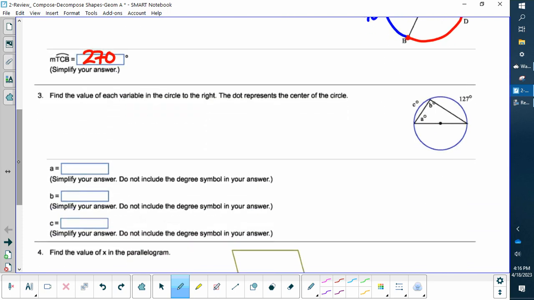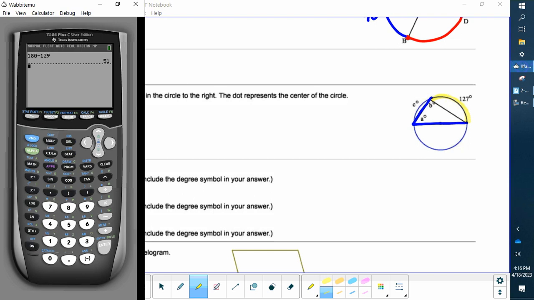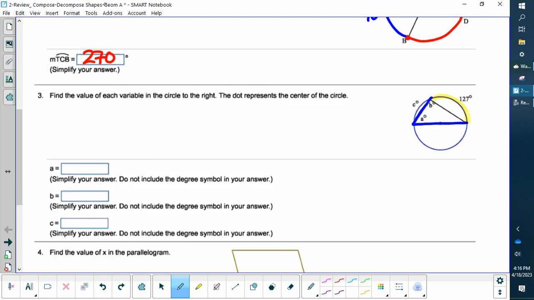Okay, next one. This is not a central angle. This is called an inscribed angle. And an inscribed angle is always half of the arc that it intercepts. So I'm going to do half of 127. So 63.5, that's going to be angle A.